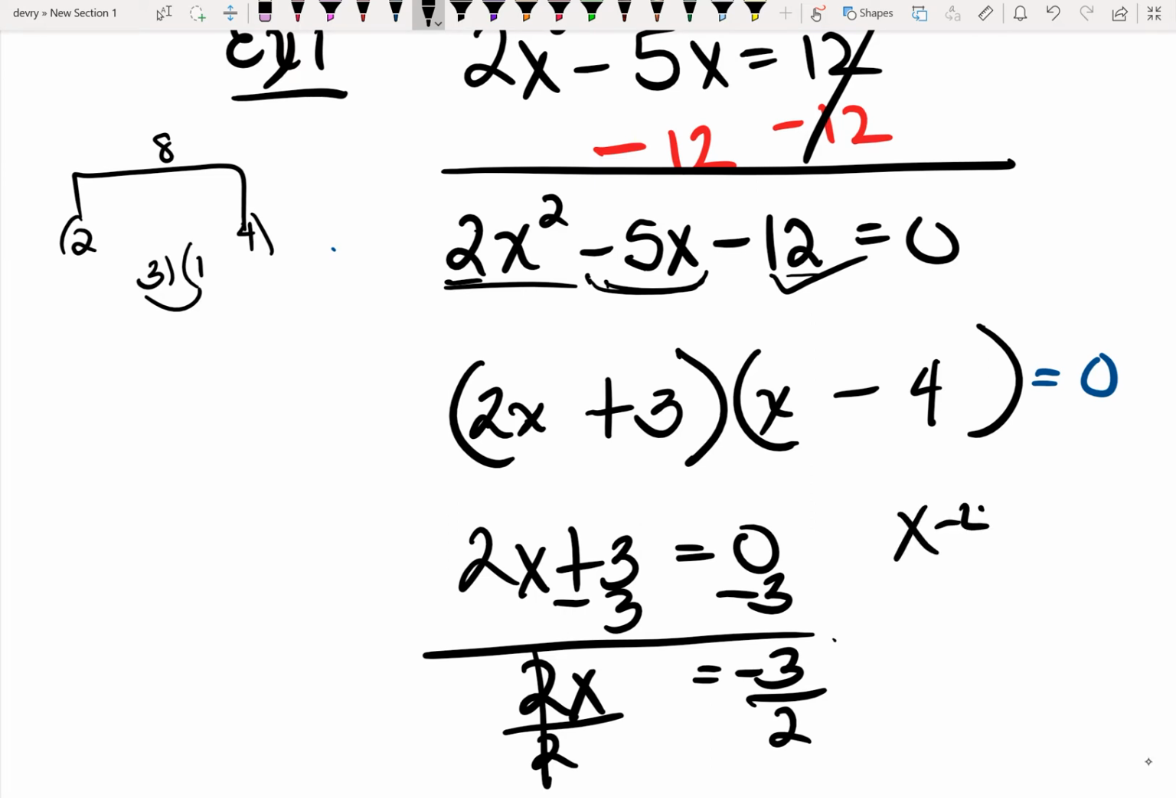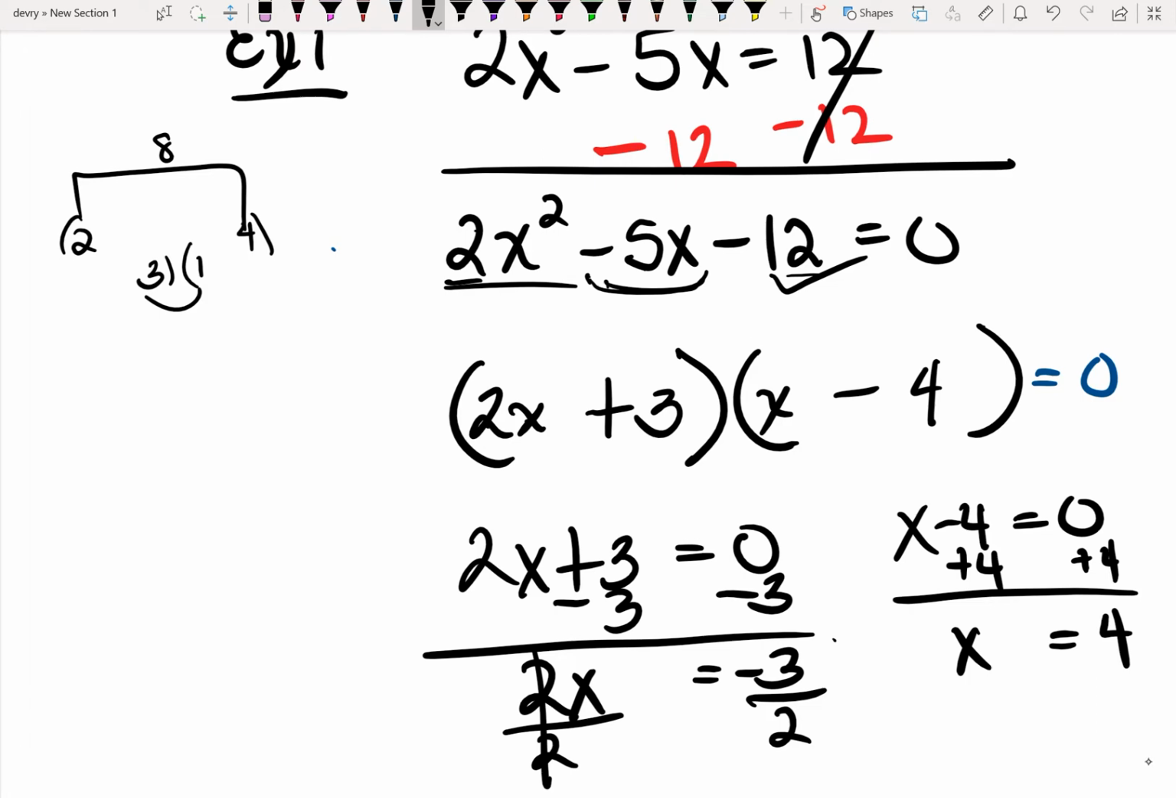The x minus 4, I'm going to set that to 0. That's one step. So I'm going to add that 4. Always do the opposite. So I end up with x is equal to positive 4. And now we check. We check to make sure that this works and it is part of the solution.